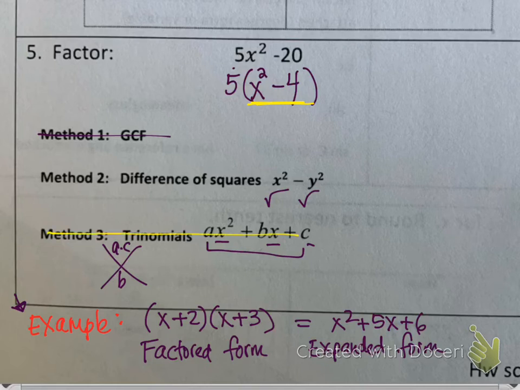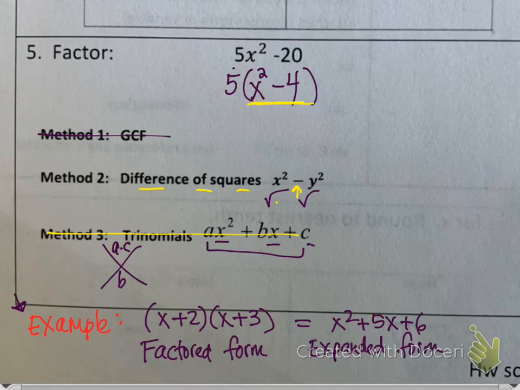So I'm checking if this is the difference of squares. First, is there a minus sign in between the 2 terms? Yes. Can you take the square root of both terms? The square root of x squared is x, and the square root of 4 is 2. So in fact, this is the difference of squares.